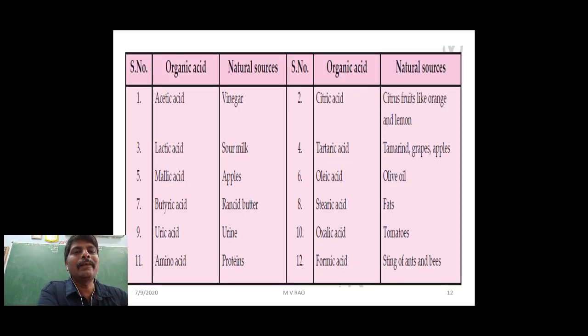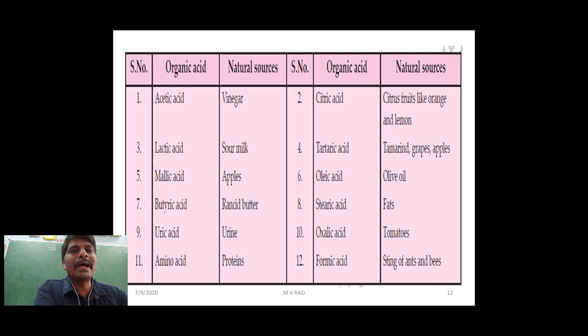Here I have given 12 organic acids with their natural sources. First one is acetic acid. It is also known as ethanoic acid. What is the source of ethanoic acid? Vinegar. Second one is citric acid. What are the sources of citric acid? Citrus fruits like orange and lemon. Third one is lactic acid. What is the source? Sour milk. Fourth one, tartaric acid. Its sources are tamarind, grapes and apples.